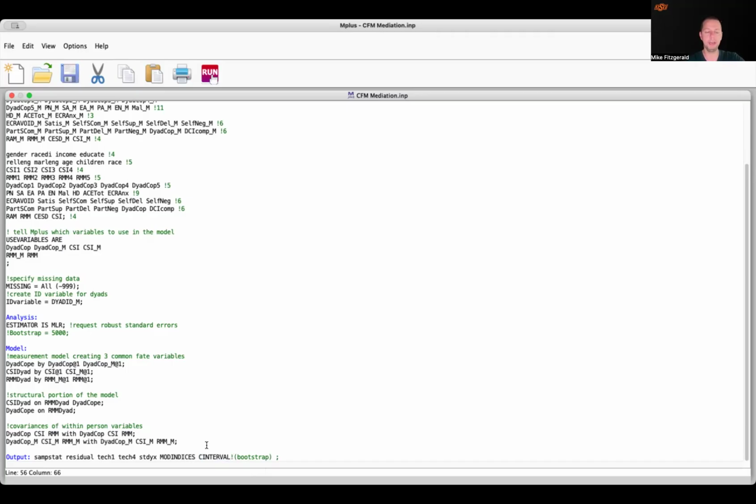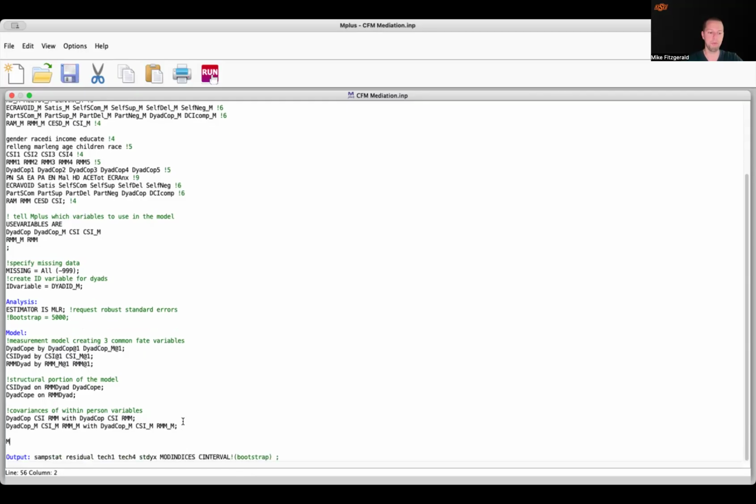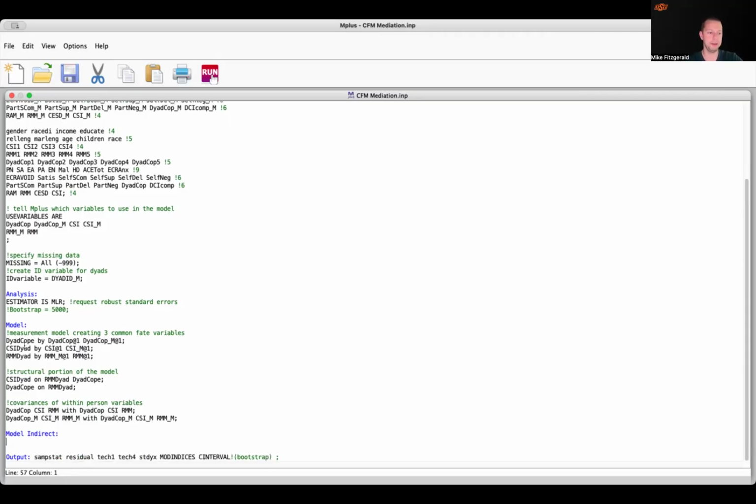And so one thing that we will do is estimate those indirect effects. We'll do MODEL INDIRECT, which is a nice shorthand way of estimating indirect effects in Mplus. We will just have our dependent variable, our CSI, and then do IND, and then relationship mindfulness, and Mplus will automatically estimate every possible indirect effect between these two variables.